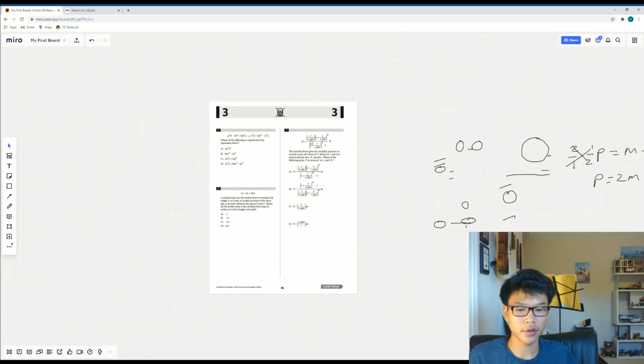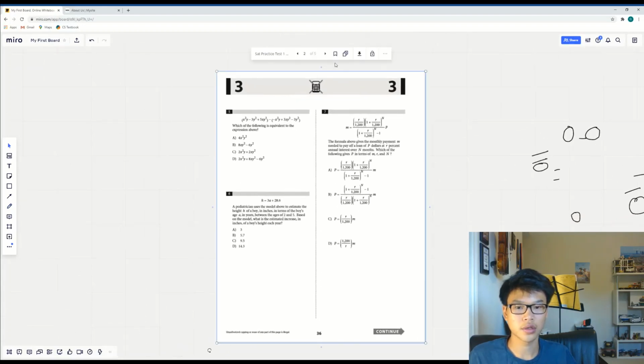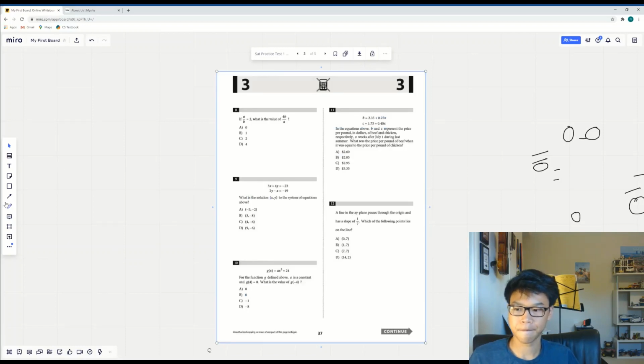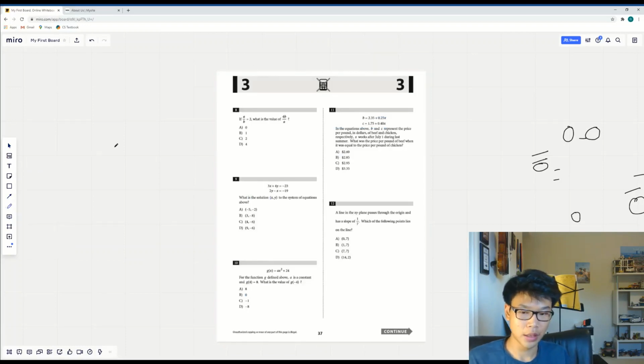Slide it to the left. Zoom back in. Okay, let's go to page 3. Maybe I want to zoom this back in.